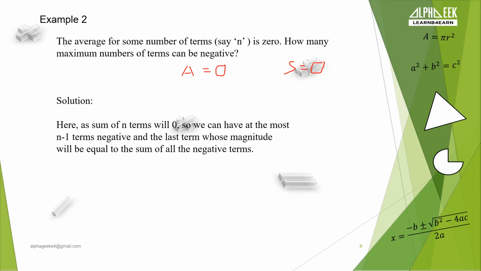So basically, let's assume n is 21. There are 21 terms, so 20 terms can be negative, but the last term has to be a positive term so that it can cancel out the sum of these 20 terms. So therefore the maximum number of terms that can be negative has to be n minus 1, correct? Let's go through the next example.